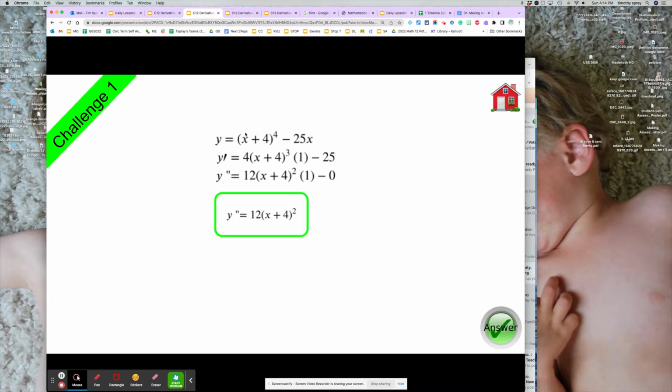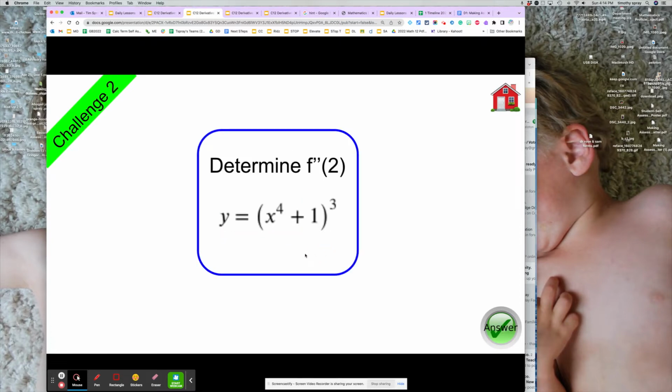So I think you can see we're going to bring down the 4. The derivative of x plus 4 is 1, and the derivative of negative 25x is negative 25. And then we're going to take the second derivative, so the 3 will come down to make it 12 to the power 2. And then the derivative of x again is 1, and the derivative of 25 is 0. So that's why we have 12 bracket x plus 4 squared. So there you go.